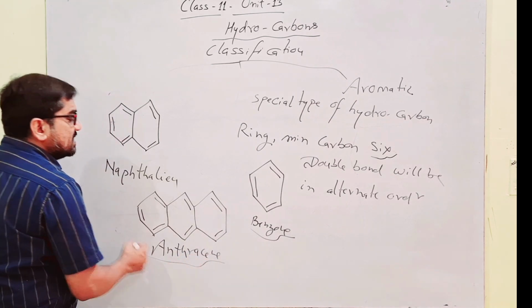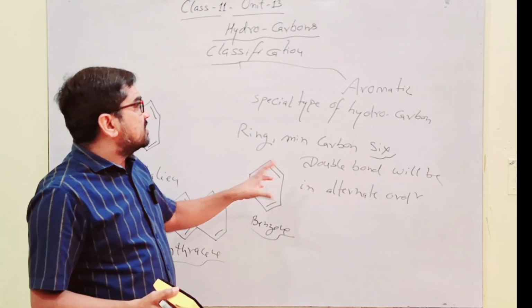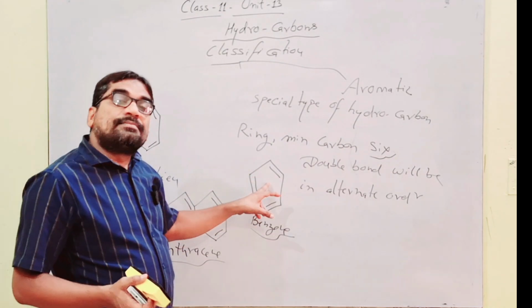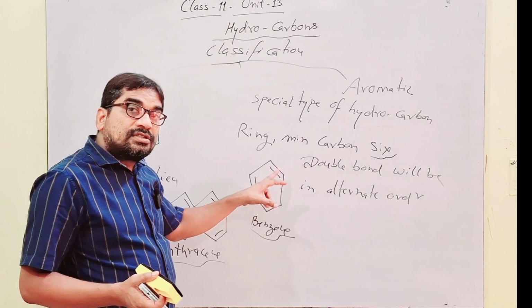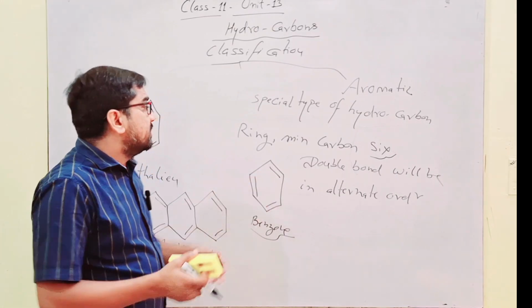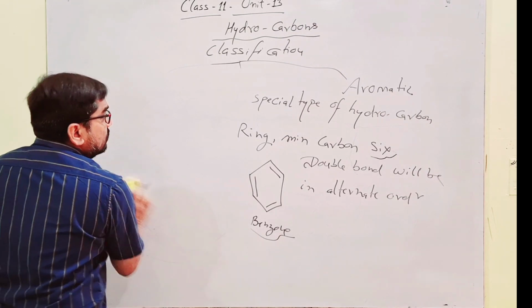So benzene aromatics are a special type of hydrocarbons where resonance is present and the base compound has minimum 6 carbons with 3 double bonds, pi bonds in alternate order. These are ring structures.